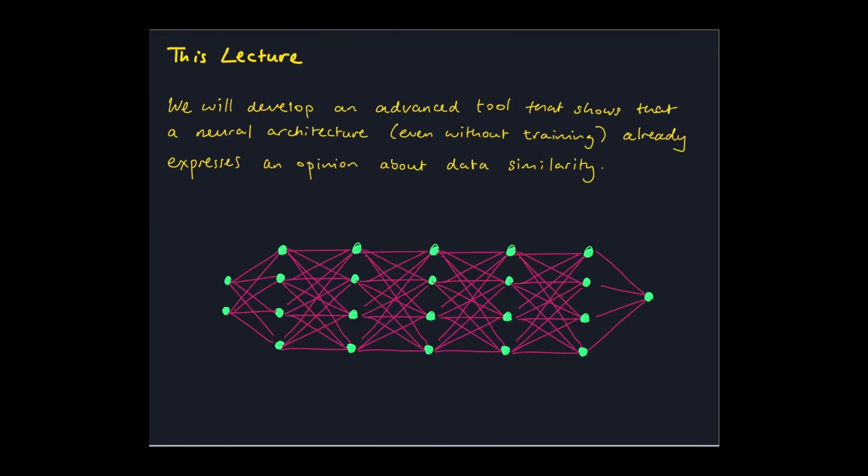So what I want to talk about in this lecture is the idea that when you pick what your neural network architecture is, it sort of already has an opinion about which data points are similar to each other and which ones are dissimilar, even without doing contrastive learning. So I want to just introduce some tools for thinking about this.